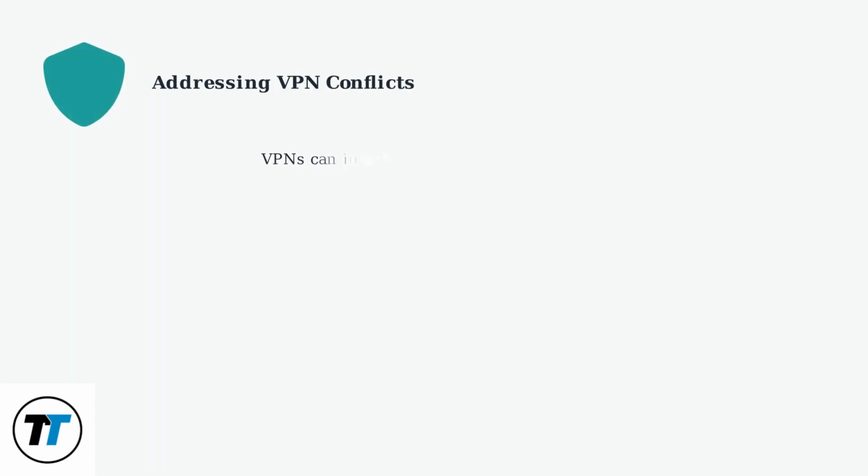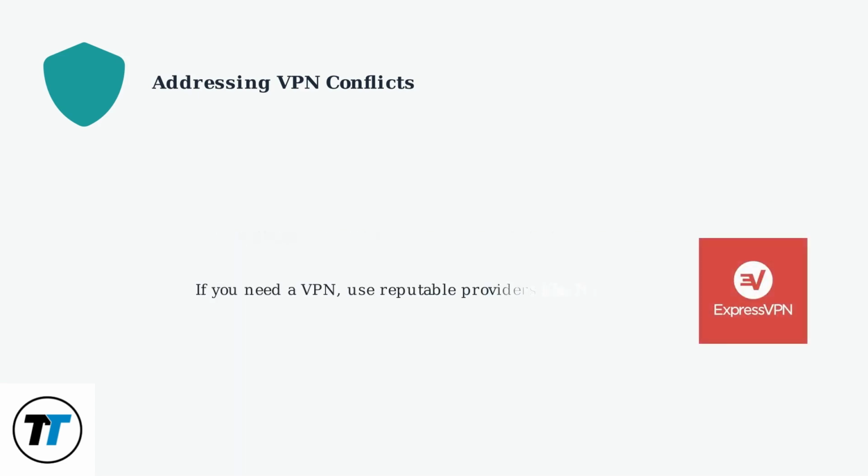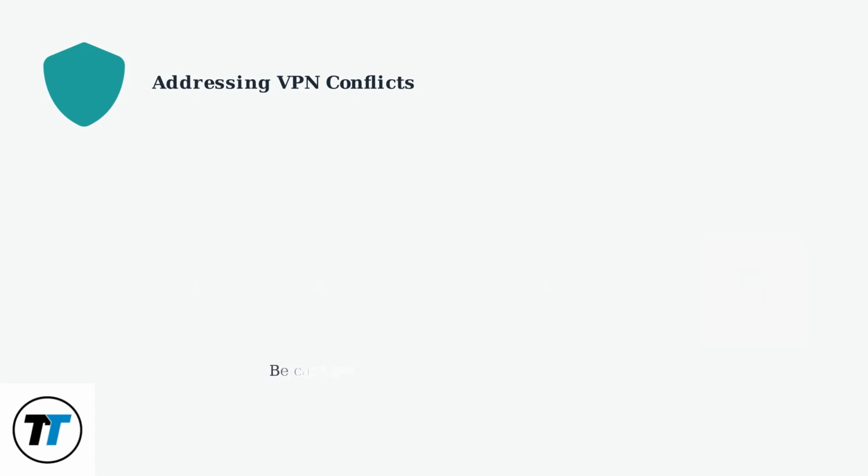VPNs can sometimes interfere with IBKR's API servers. If you're using a VPN, try disabling it temporarily to see if that resolves the connection error. If you need to use a VPN, consider reputable providers like NordVPN or ExpressVPN, as IBKR has improved compatibility with select providers. Be cautious with free or obfuscated VPNs.